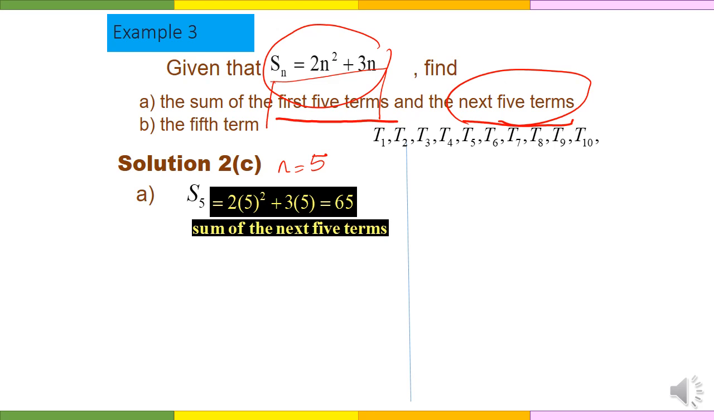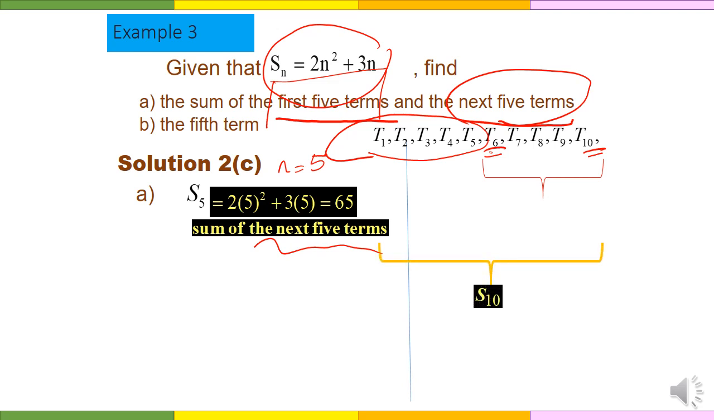This is the sum of the first 5 terms. How about the sum of the next 5 terms? It should be the 6th term up to the 10th term, not including the first to 5th terms. So how to find T6 plus up to T10? We can use the partial sum formula. We know S10 is equal to T1 added up to T10, so we can subtract T1 to T5 to get T6 up to T10.